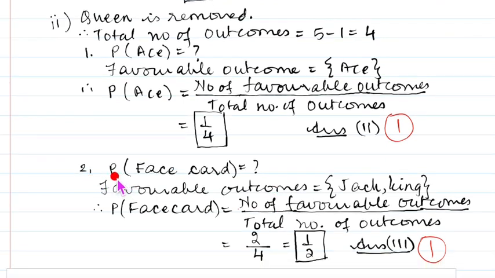Second part, probability of a face card. Now how many face cards are there after the queen is removed? Favorable outcomes will be jack and king. So probability of a face card will be number of favorable outcomes upon total number of outcomes, that is 2. Can you see these 2 cards upon the total cards now are 4. So 2 upon 4, cancel 2 ones and 2 twos, so that gives you 1 upon 2, and that gives you your third mark. So that was our 3B.